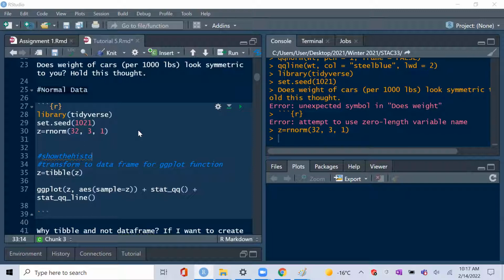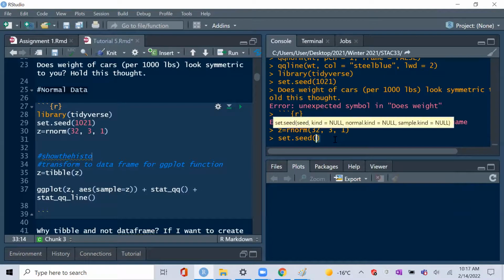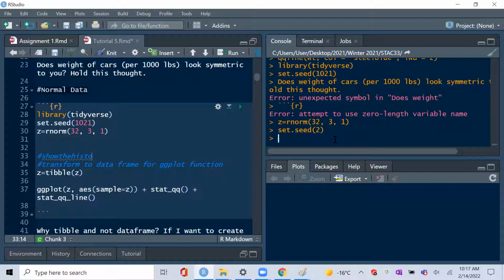I always choose, it can be any number. It's just that when you put a different number for the seed, it would change the values you got, right? So let's suppose I put the seed of 1, and then let's suppose I set the seed to be 2. And then I look at, let's call it M. N is equal to rnorm(32, 3, 1).